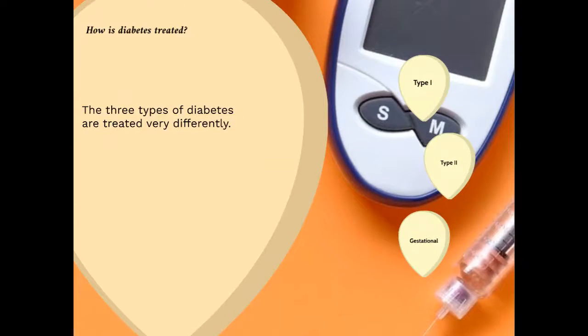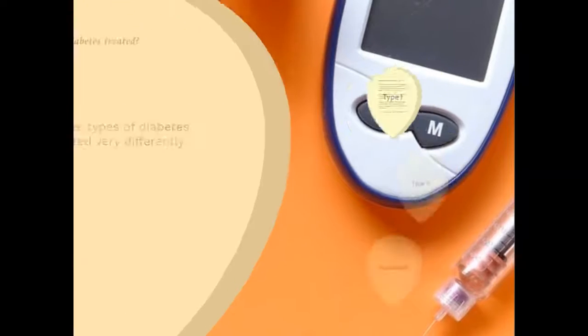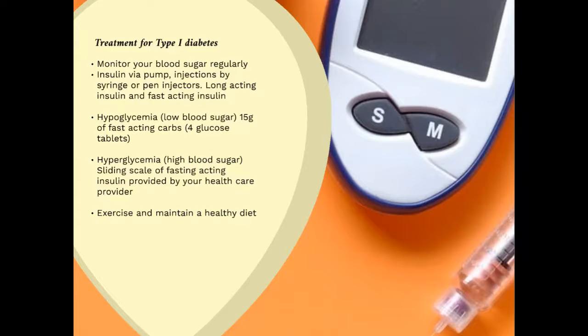So what are the treatments for diabetes? The three types of diabetes are treated very differently. Type 1 diabetics have to monitor their blood sugars regularly. They have to use insulin, and this insulin is given either by a pump that they wear, injections by syringe, or the new pen injectors. The types of insulin are long-acting, which lasts 24 hours, and fast-acting insulins that they use just before eating a meal to help keep their blood sugars lower after eating.